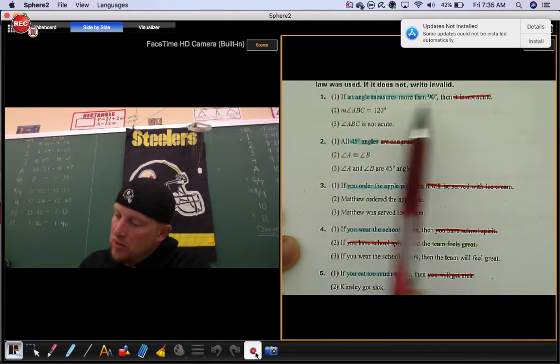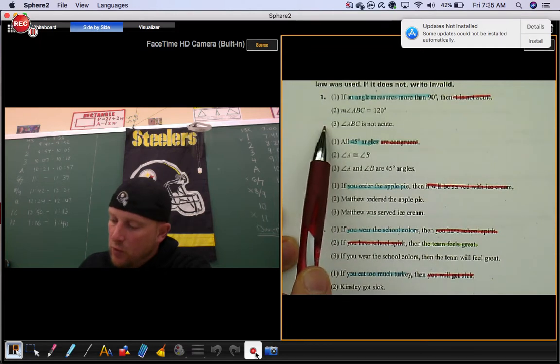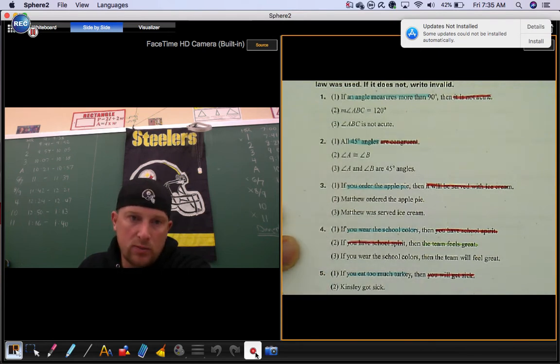So we're going to read the first two statements and then decide if we can reason or conclude that the third statement is true as well. If we can, we're going to say which law we used. If we can't, we're going to say it's invalid.